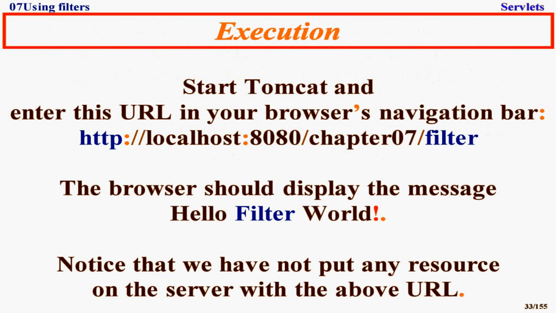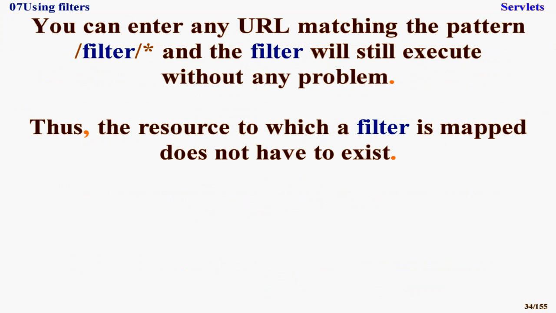Execution. Start Tomcat and enter this URL in your browser's navigation bar: http://localhost:8080/chapter07/filter. The browser should display the message Hello Filter World. Notice that we have not put any resource on the server with the above URL. You can enter any URL matching the pattern filter, and the filter will still execute without any problem. Thus, the resource to which a filter is mapped does not have to exist.